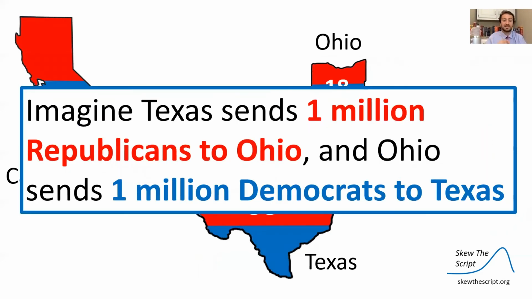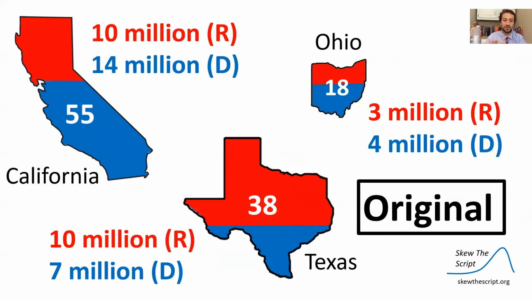Specifically, let's take Texas, send 1 million Republicans to Ohio, and take Ohio and send 1 million Democrats to Texas. The population of both states do not change. We're just varying the composition of the individual states' voters just a bit. So we have our new setup here.